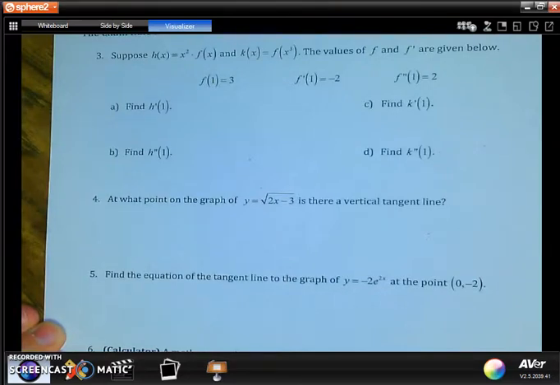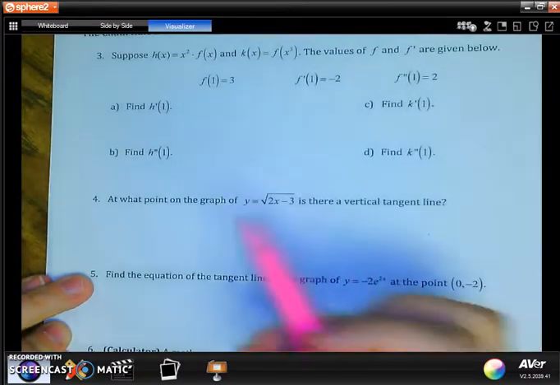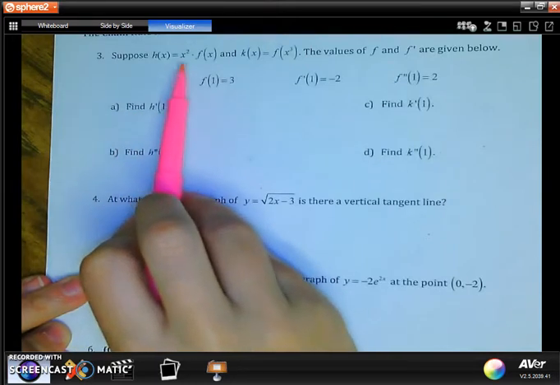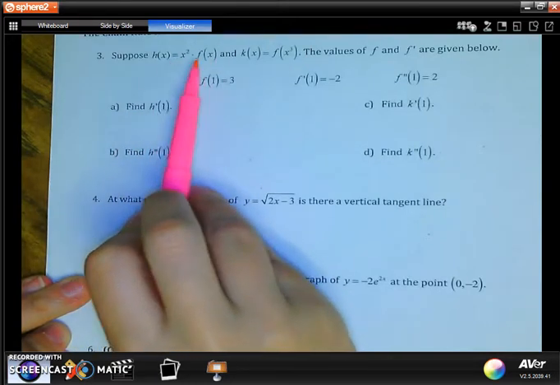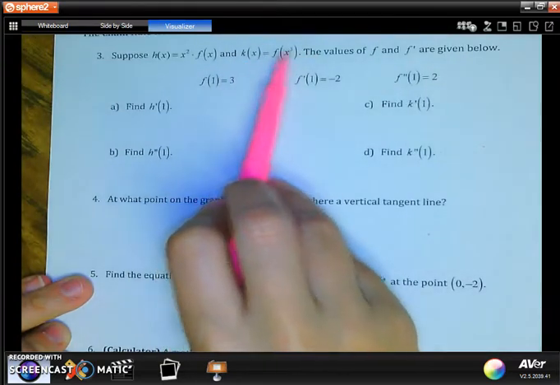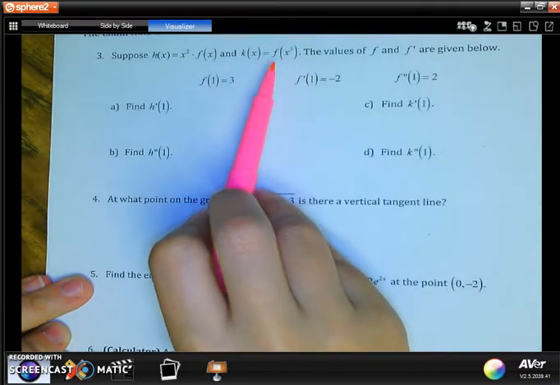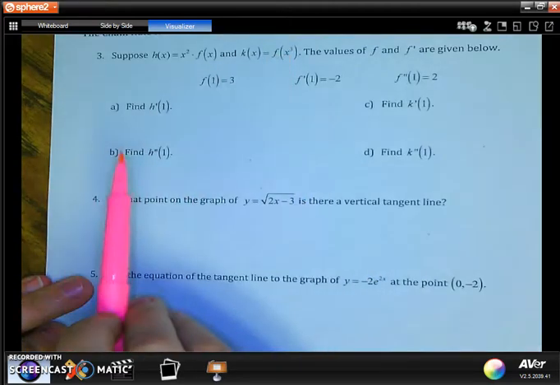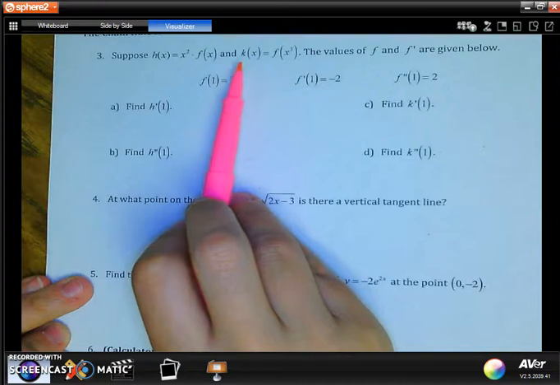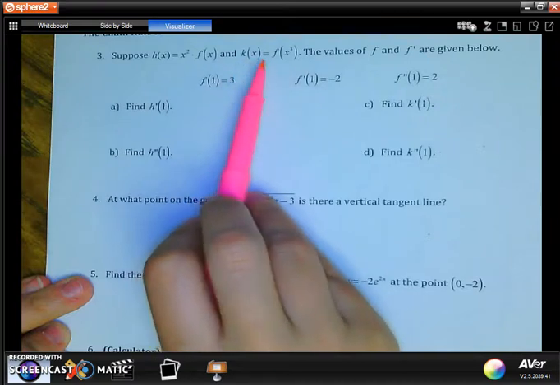Okay, this is part 2 of the chain rule homework from Unit 2. So in number 3 here, it says you are given an h of x, and that is a product of these two functions here. And it also gives me k, and it says that k is f of x cubed, so that's a function inside a function there. So that kind of leads me to believe I'm going to be using some product rules and some chain rules in there.